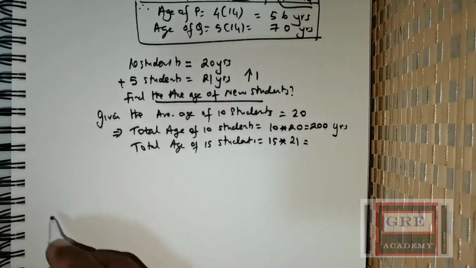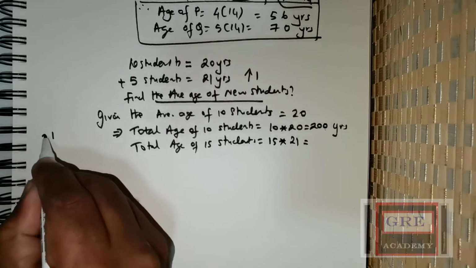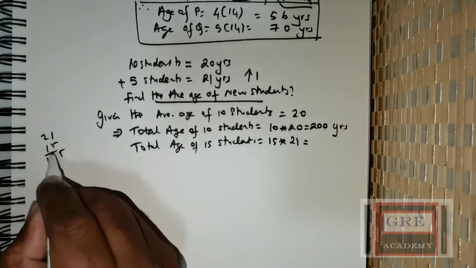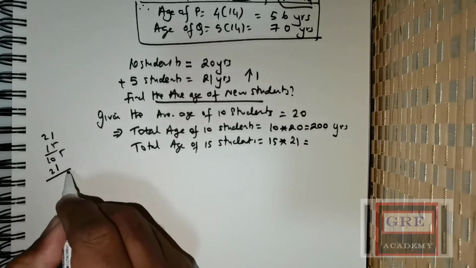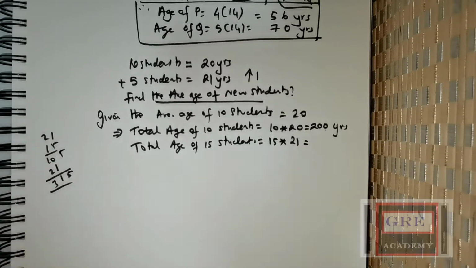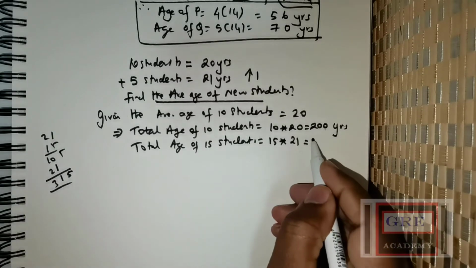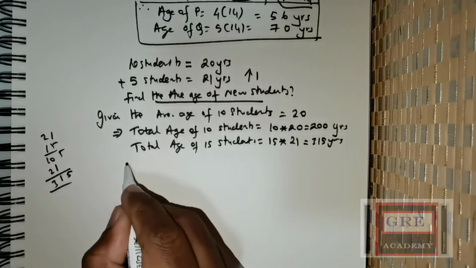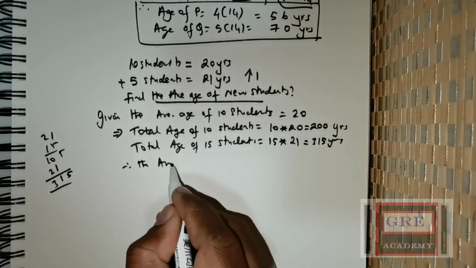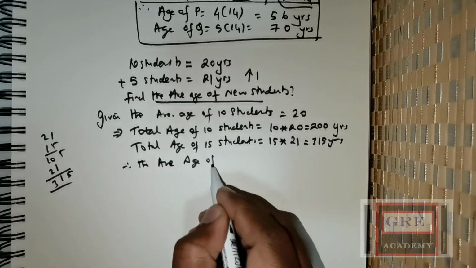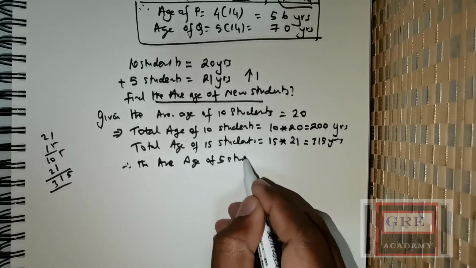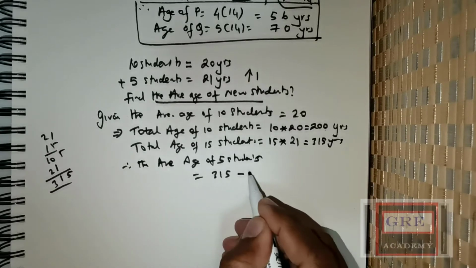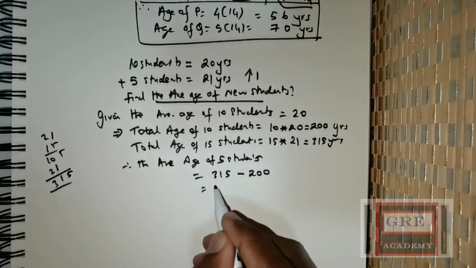So let us find out what happens. 5 ones are 5, 5 twos are 10, 1, 2. So this is equal to 315 years. So therefore, to find the total age of the 5 new students, we subtract 315 minus 200. That is going to give us 115.